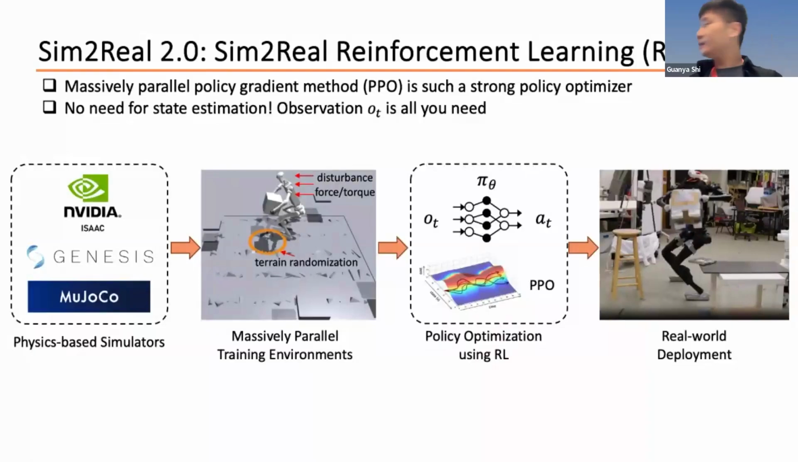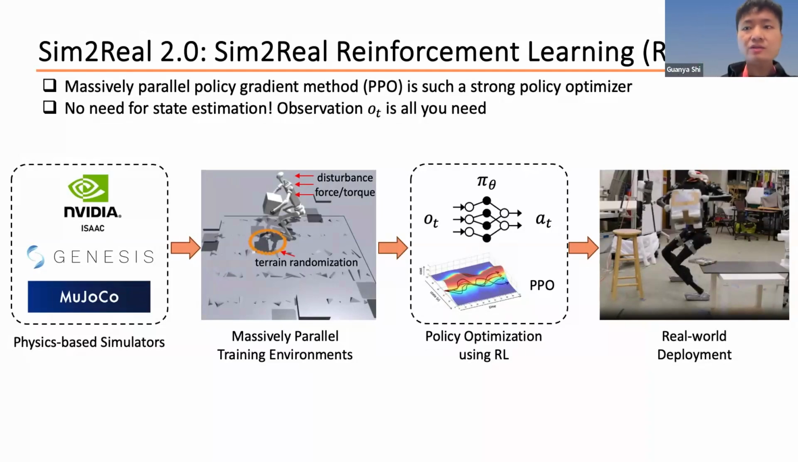Yeah, so another thing people haven't realized, which we take for granted for RL, is there's no need for state estimation in this procedure, because the observation O is all you need. We don't need to know the state of the robot. We only need to know the observations.